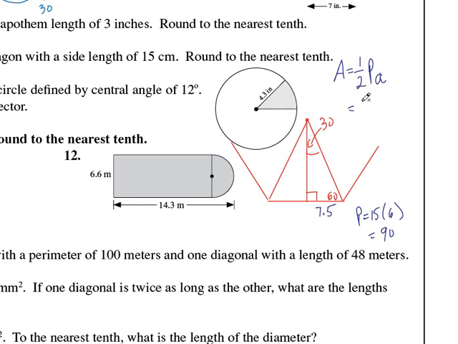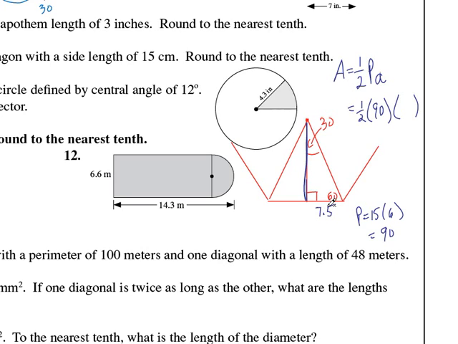Okay. So watch, 1/2 of 90, which is 45, times the apothem. So we have to find the apothem, don't we? Which is this. Oh, it's not 15. It's this one right here. That's the apothem. It's a 30, 60, 90. You don't have to do trig. You can do what you know about 30, 60, 90s.